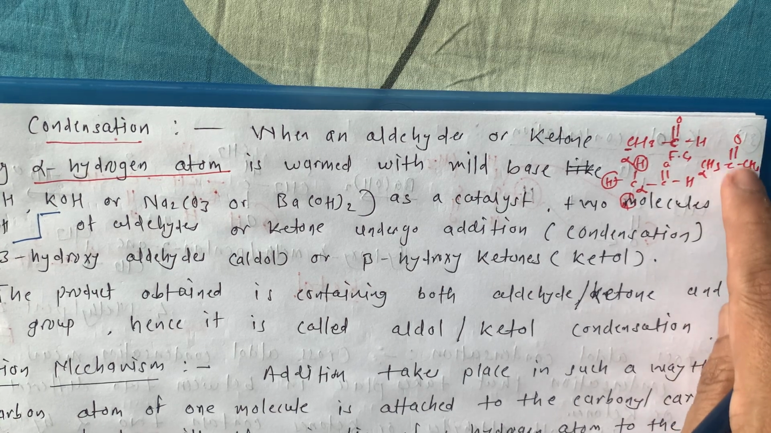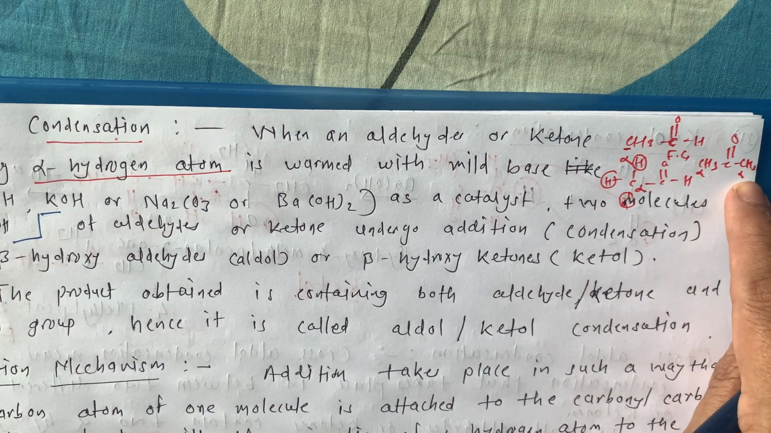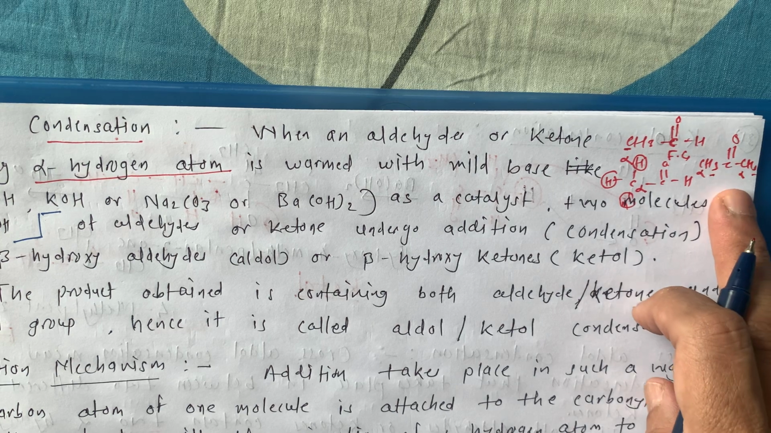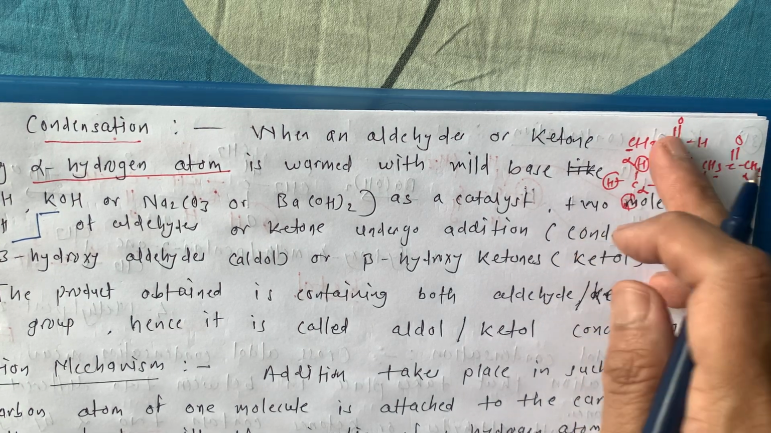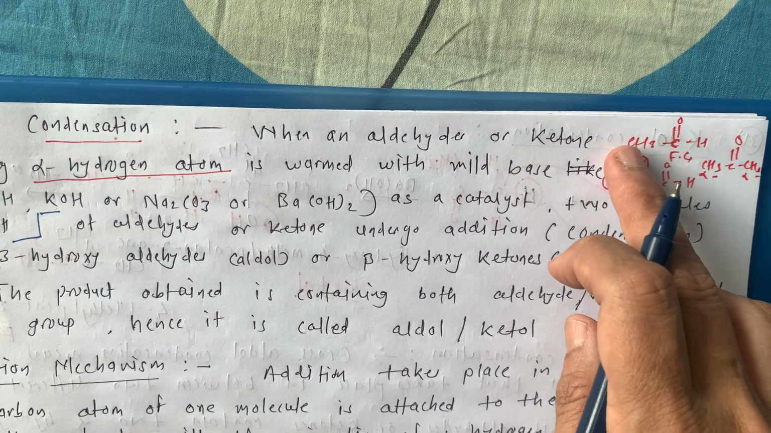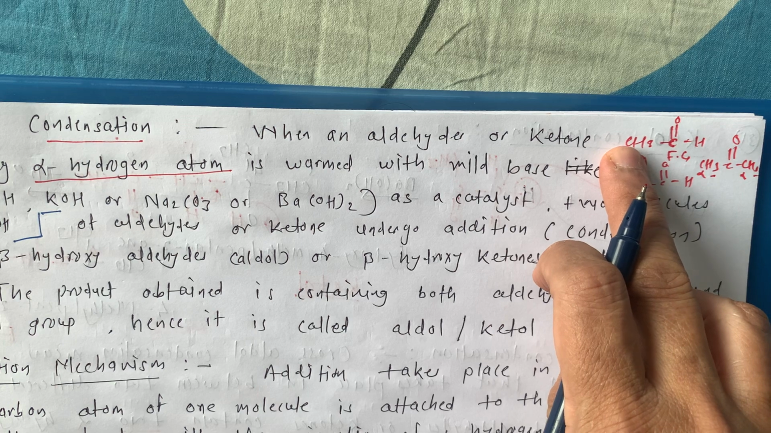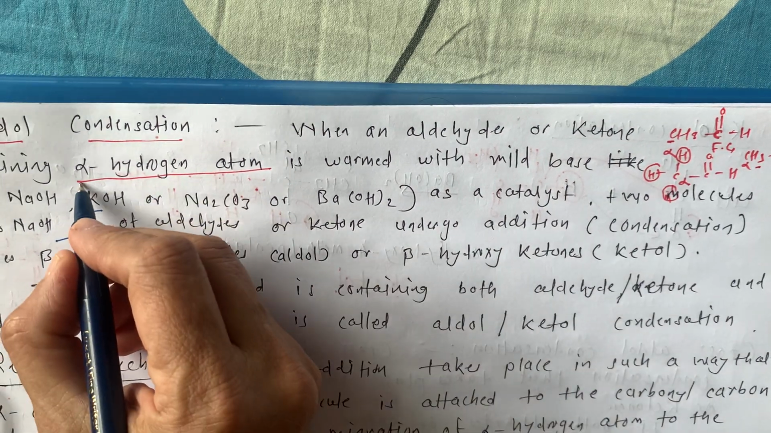Because next to the carbonyl group, this functional group, this is the alpha carbon, and these 3 here and 3 here are alpha hydrogens. Are you getting this point? The carbonyl group is a functional group, the carbon next to that is the alpha carbon, and hydrogens attached to the alpha carbon are known as alpha hydrogen atoms.